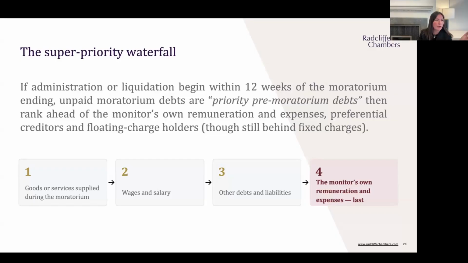This was the recent authority, the Recross case that was a couple of weeks ago. If you have this specific scenario in prospect, then it's worth a read. Otherwise, I think it's a bit niche to be useful generally on moratorium cases. But this is what the court held the effect of the super priority waterfall is under section 60, paragraph 64A. So the goods or services supplied during the moratorium are first, then wages and salaries, then other debts and liabilities, and then last, the monitor's own remuneration and expenses.